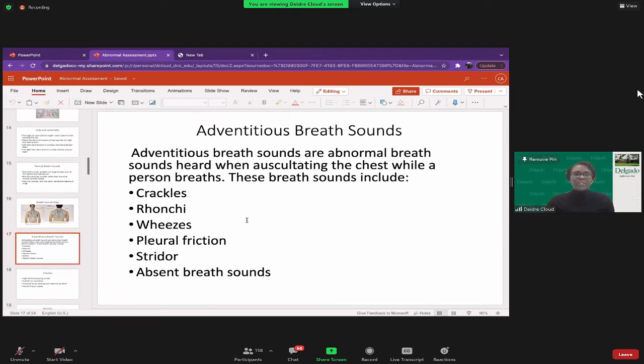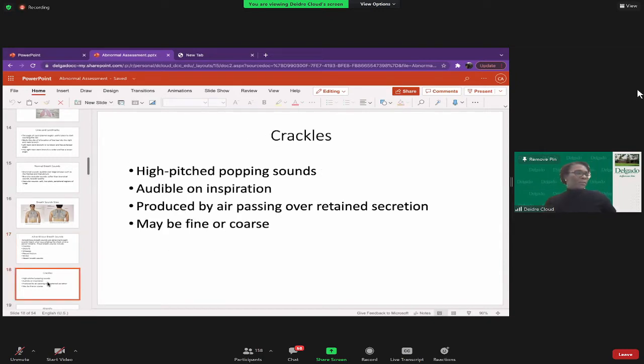All right, so adventitious breath sounds are essentially abnormal breath sounds. And this is a list of the breath sounds that we will go over today. So we know our landmarks, we know how to assess, we know how to prepare the patient for the assessments. So now we're going to see crackles. What can be producing crackles? Fluid. Mucus. And you may see crackles a lot in patients with CHF.